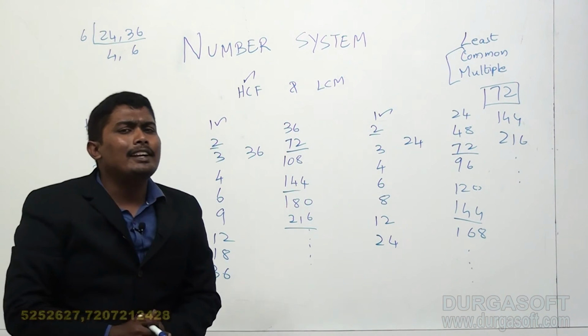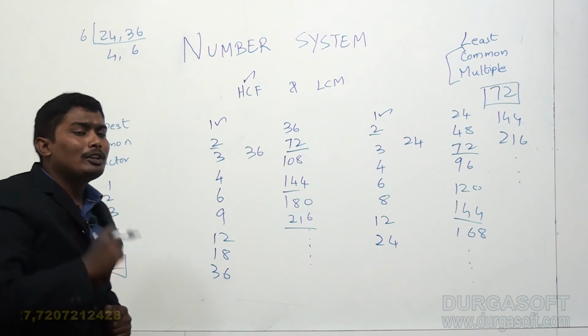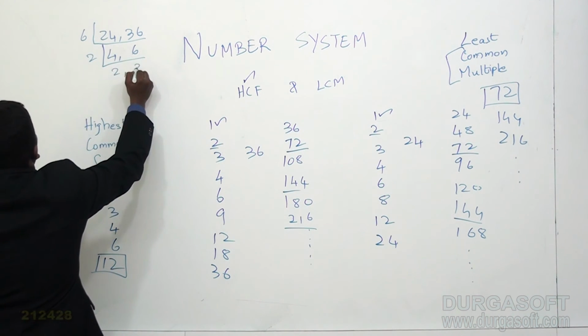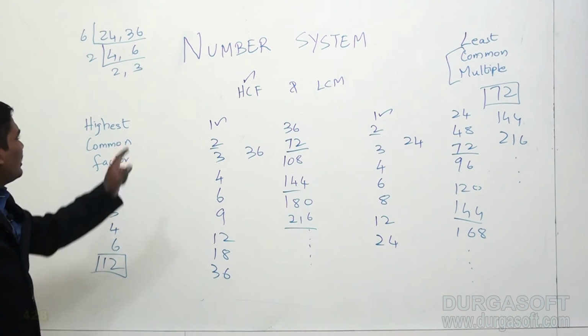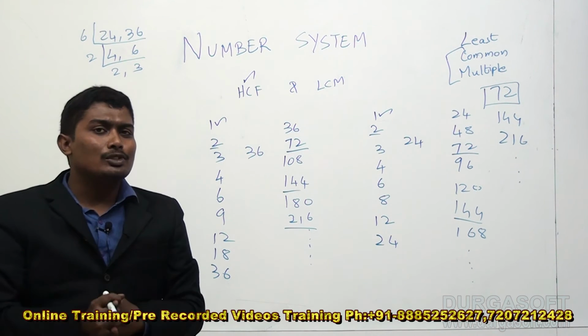Next, 4 and 6, can I divide both of them by any number? Yeah, I can divide both of them by the number 2. So I will divide them by 2: 2 times 2, 2 times 3. Now these numbers 2 and 3 do not have any common number. So I will stop with this.